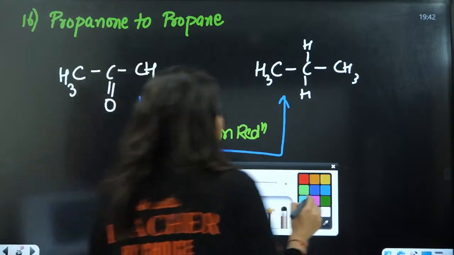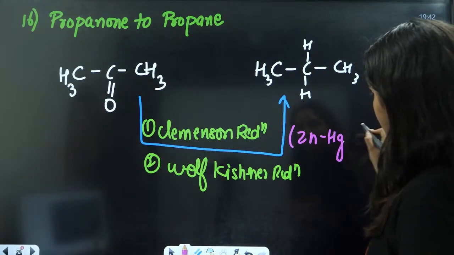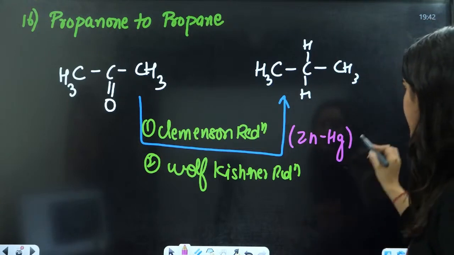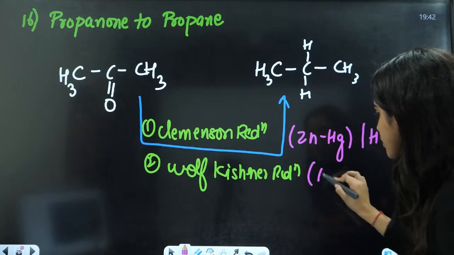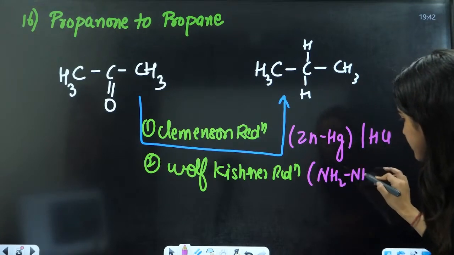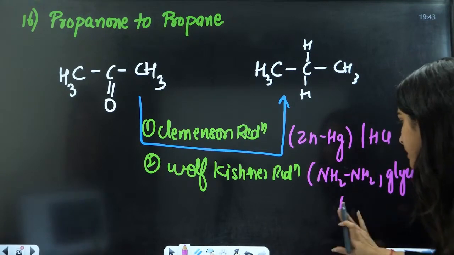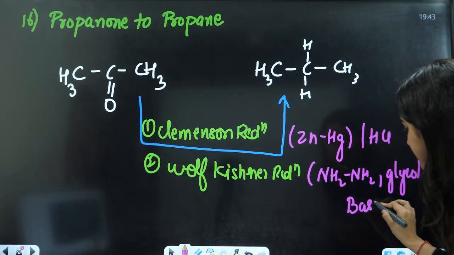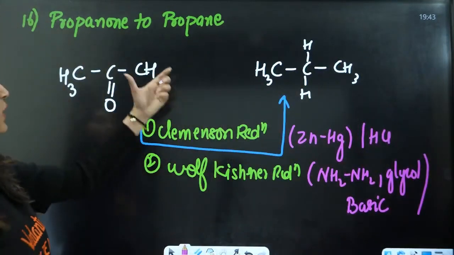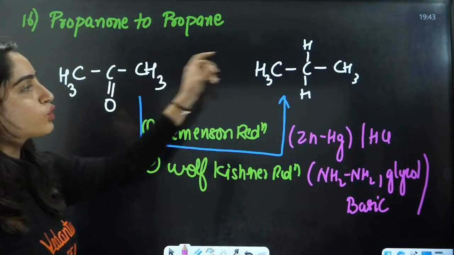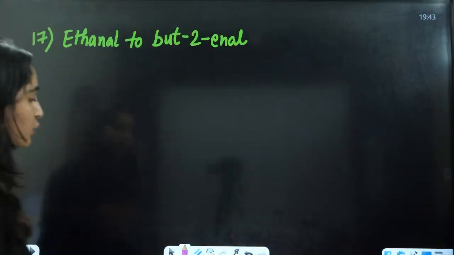In Clemmensen reduction, you use zinc amalgam, right? In acidic conditions, right? Here you use hydrazine, ethylene glycol, and basic conditions, right? You can just write it here, basic conditions. So these are the two reactions where you can directly reduce the carbonyl group of aldehydes and ketones.